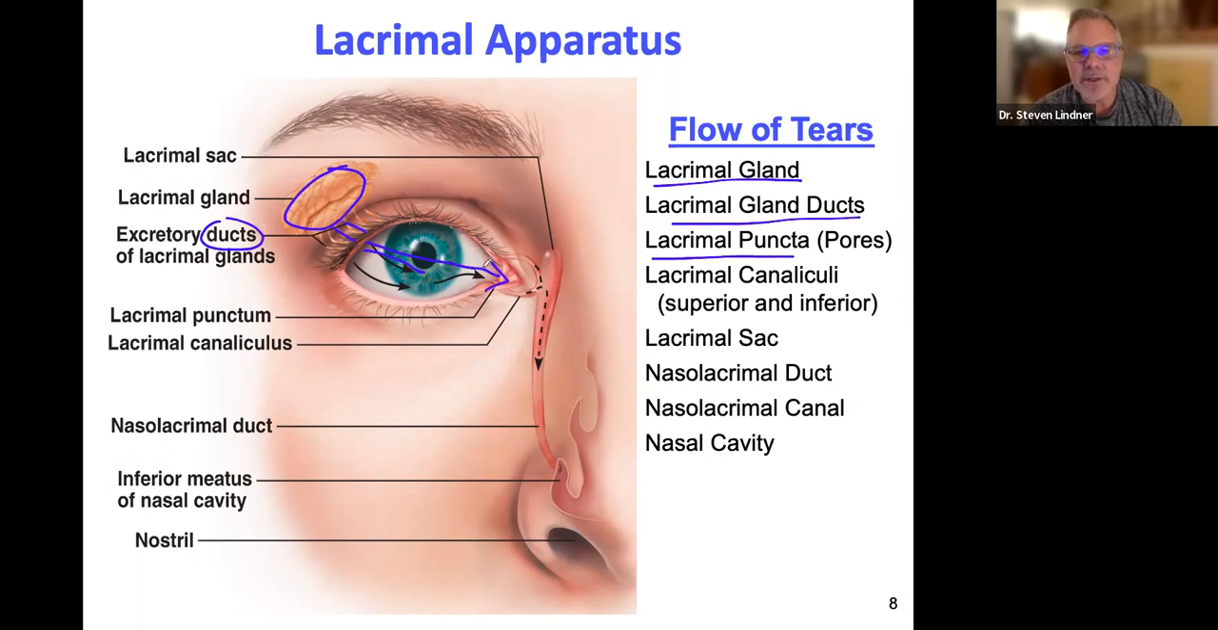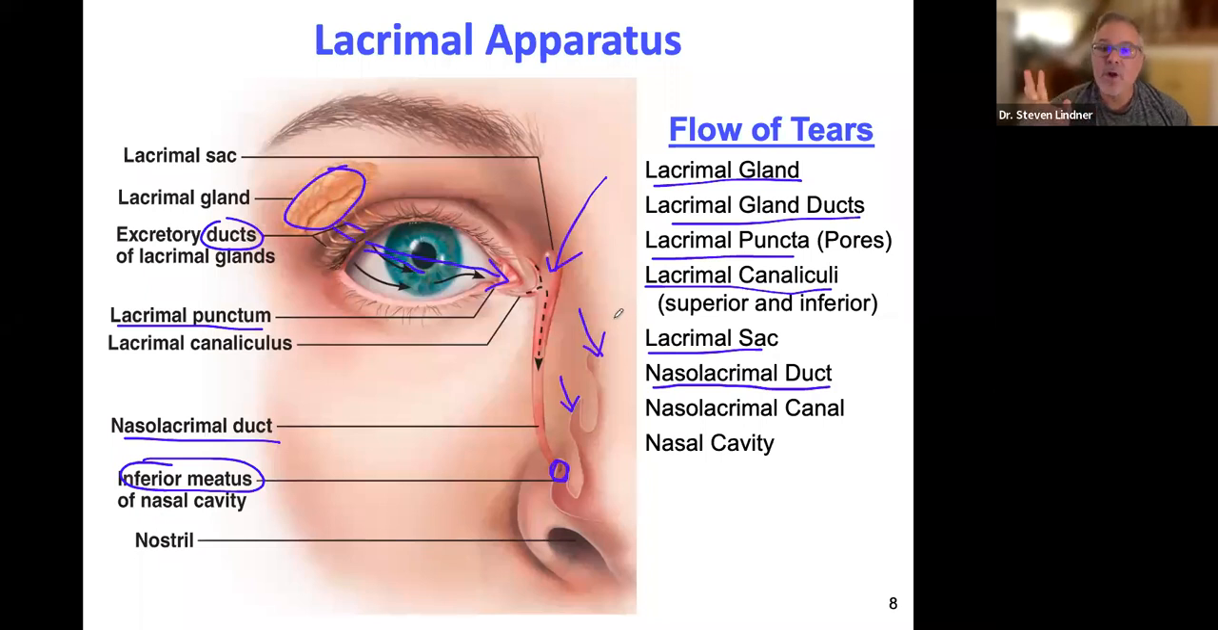As it flows in this direction, it's now going to go into the lacrimal punctum, next into the lacrimal sac, which is right here, then into the nasolacrimal duct, which is here, into the nasolacrimal canal, and right into the nasal cavity. Now, as it goes into the nose, it's going to be draining into the inferior meatus. That's the inferior meatus. This is the middle meatus, and you have the superior meatus. You have the inferior concha, middle concha, and up higher would be the superior concha, also known as turbinates.